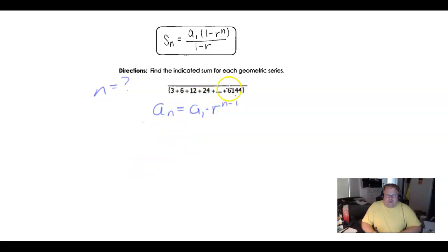All right, so we already know the last term. We can't put a number in here because we don't know what that number is. That's the number we don't have, but we do know its value is 6,144. We also know the first value, which is 3. What are we doing when we're going from number to number? It looks like we're multiplying by 2. 2 times 6, 12, 12 times 2, 24. So the r is 2. So the only thing we don't know is that piece.